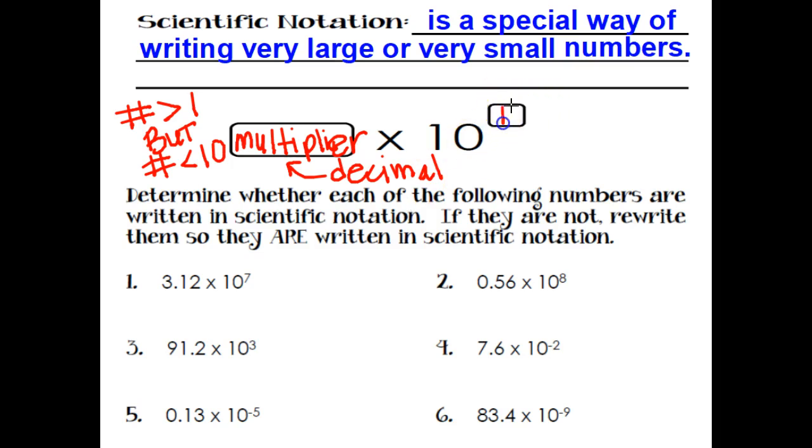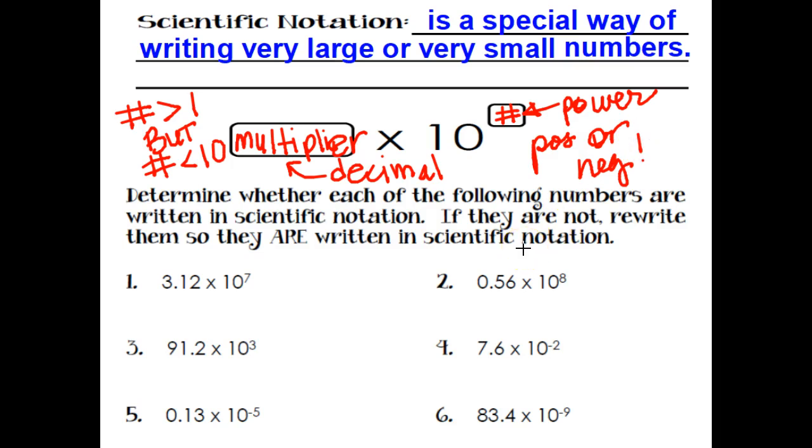This number right here is the exponent, or power. I'm trying to make an arrow. Power. There we go. I'm just going to write in cursive. All right. The power is going to be positive or negative. Okay. It can be positive or negative.